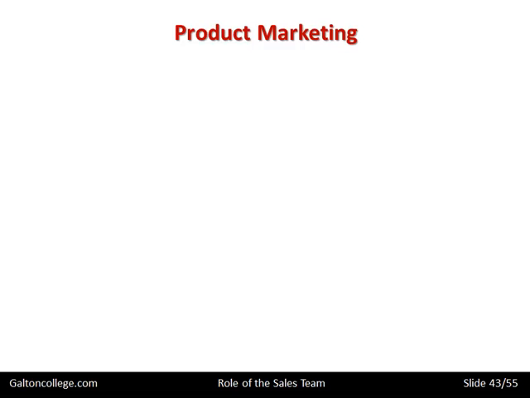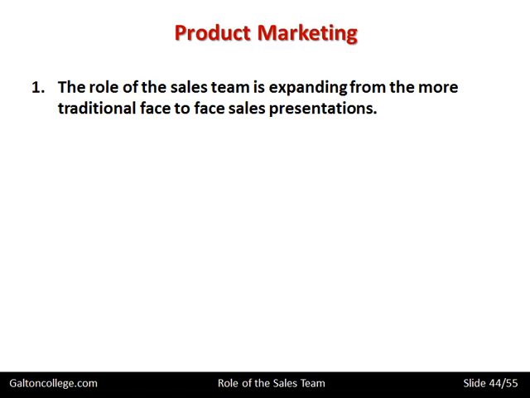Now, product marketing. The role of the sales team is expanding from more traditional face-to-face sales presentations. Over a period of time, sales teams have become more sophisticated in what they do. They make observations, they feed back the observations, they make sales presentations, they talk to customers directly, to look at the area in general, to look at the state of the area. Is it developing? Is it declining?